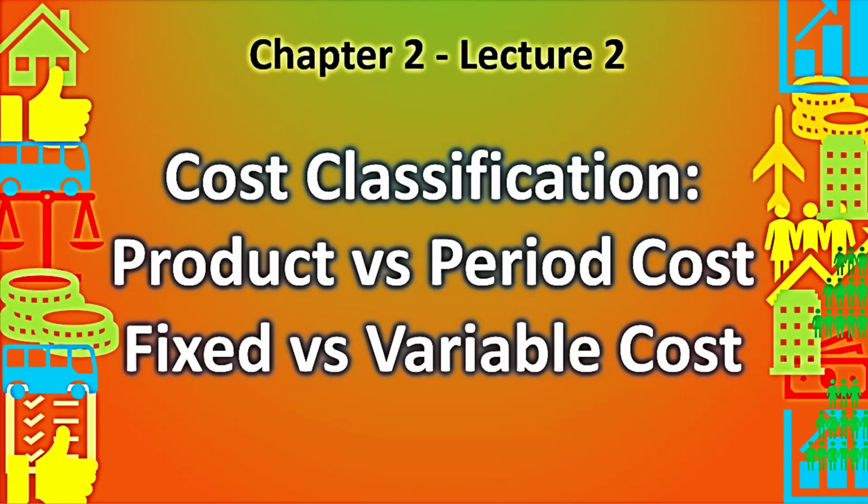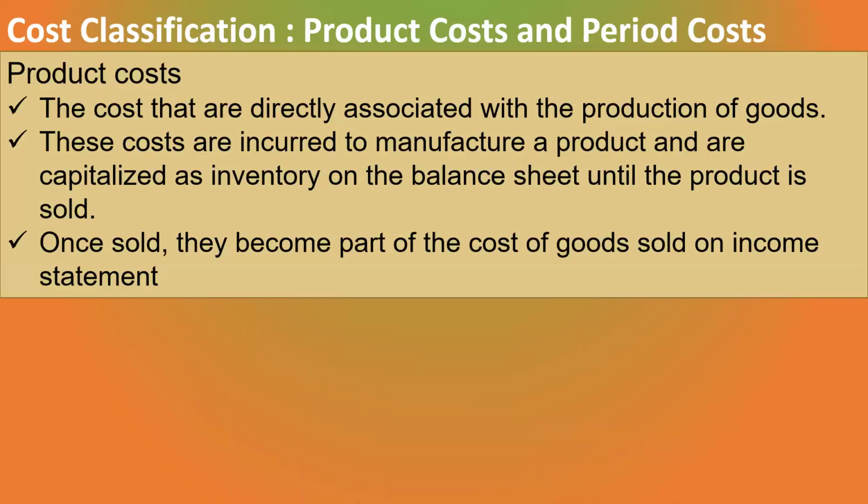In this lecture, we will discuss two types of cost classification. One cost classification is based on the production or non-production cost, or you can say the function of cost, which is called product cost and period cost. The second classification is based on the behavior of cost, which is fixed and variable cost. So let's discuss the first one, product cost and period cost.